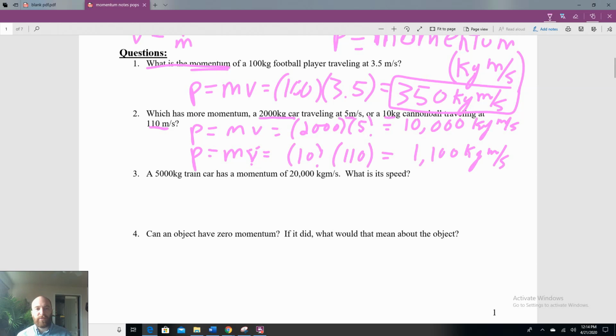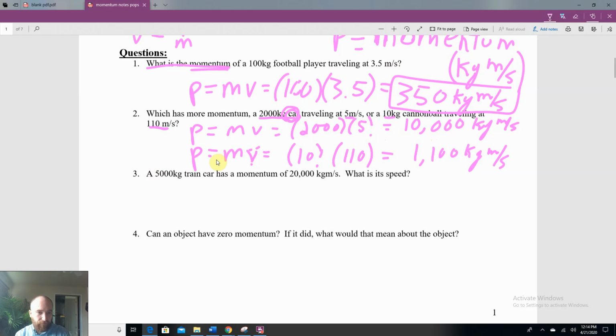So which of these two objects has more momentum? I think it is the car, because we got a bigger number there. So even though the car is moving really slow, I mean, you could probably run faster than this, since it's so big, it has a lot of this motion. It has a lot of momentum. The really fast-moving cannonball is just very small, and so it has relatively little momentum.